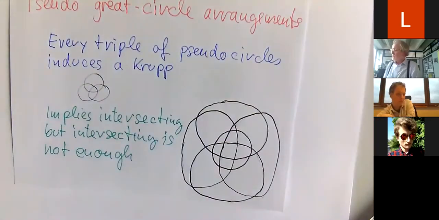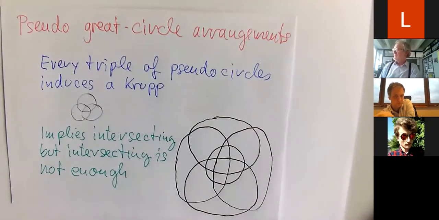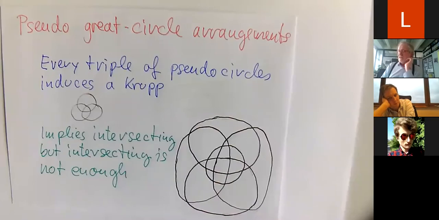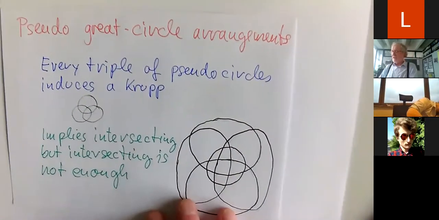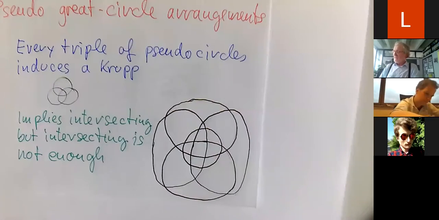Now, pseudo great circle arrangements. We want to get rid of the great circles, which is a very geometric notion. We want to make it a bit more combinatorial, and the way of stating it in a combinatorial way is to say that every triple of pseudocircles forms a group. This is the definition of a pseudo great circle arrangement. And of course, this implies that every two circles are intersecting, but intersecting is not enough for three colorability.